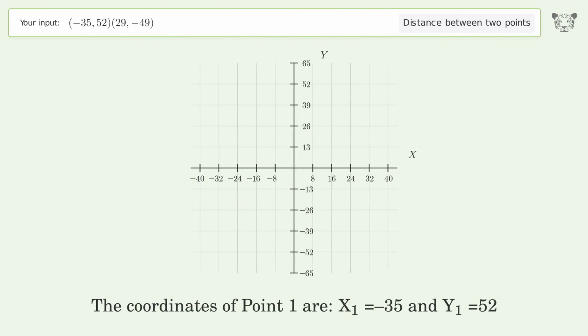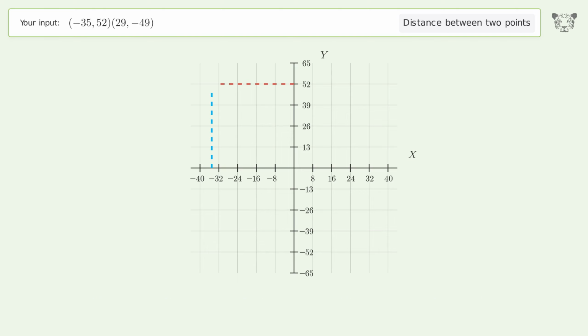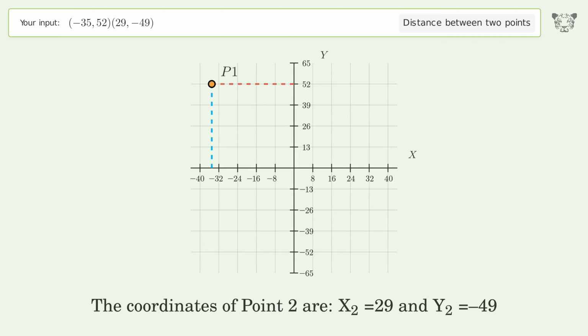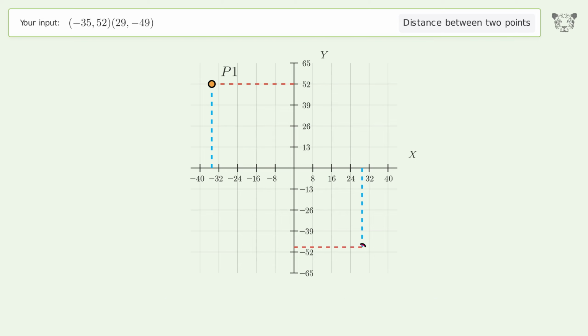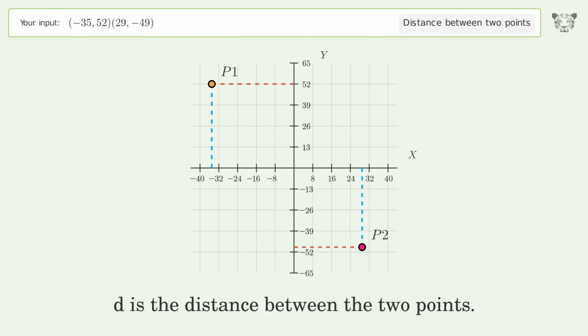The coordinates of point 1 are, x1 equals -35 and y1 equals 52. The coordinates of point 2 are, x2 equals 29 and y2 equals -49. D is the distance between the 2 points.